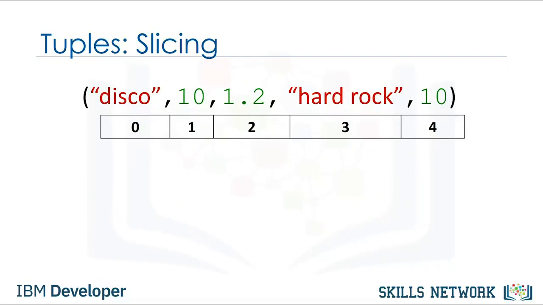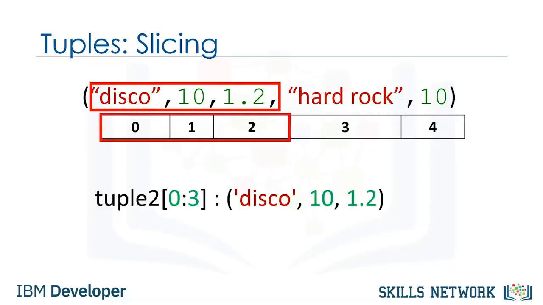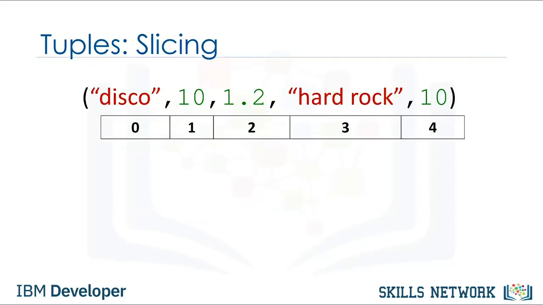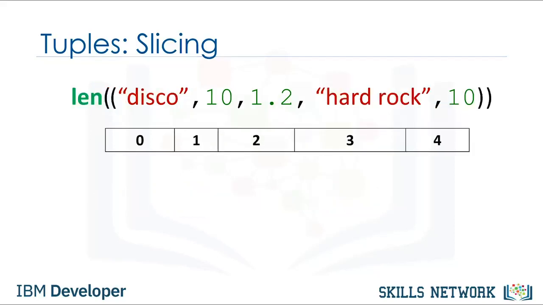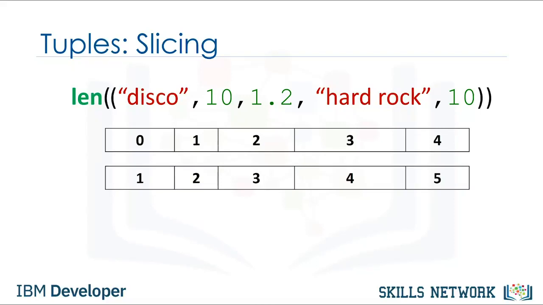If we would like multiple elements from a tuple, we can also slice tuples. For example, if we want the first 3 elements, we use the following command. The last index is 1 larger than the index you want. Similarly, if we want the last 2 elements, we use the following command. Notice how the last index is 1 larger than the length of the tuple? We can use the len command to obtain the length of a tuple. As there are 5 elements, the result is 5.